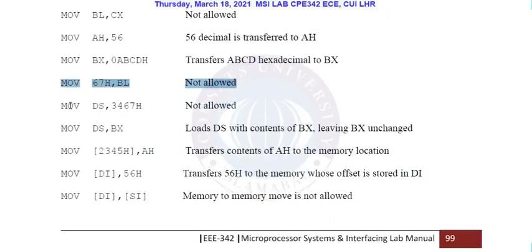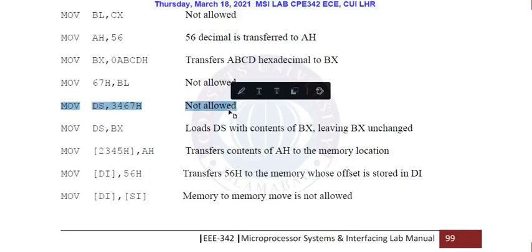Next is MOV DS, 34678. Again, this is not allowed. You cannot move any constant value directly to any segment register. I'm not talking about just the data segment register. You cannot move a constant value to any segment register. So MOV SS with any constant value is not allowed. MOV CS with any constant value is not allowed. MOV DS with any constant value is not allowed. So basically this statement is not allowed.